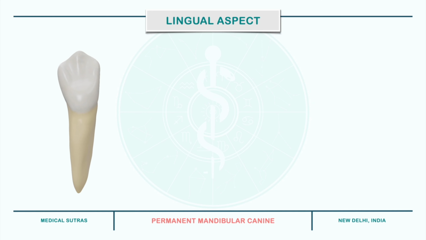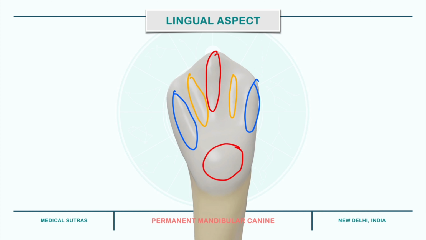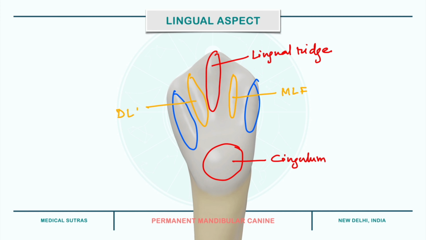The lingual aspect presents important anatomic features such as the cingulum, lingual ridge, mesial and distal lingual fossa, and mesial and distal marginal ridges. The cingulum is smooth and poorly developed. The lingual ridge is raised towards the cusp tip but less developed cervically. As a result, the mesial and distal lingual fossa are also less distinct. The mesial marginal ridge and distal marginal ridge are also less prominent.